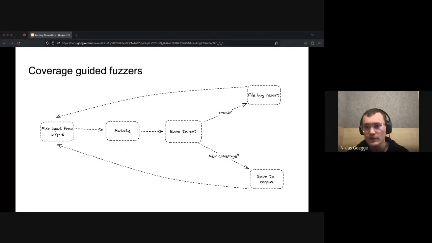And here's an image to illustrate a bit further how these coverage-guided fuzzers work. You start on the left by picking an input from your input corpus. Then you mutate the input and execute your target. If the target crashes, then you file a bug report and you start from scratch. If the mutated input caused some new coverage or some other kind of signal, then you save it to the corpus and start again. So you continue mutating and executing until something interesting happens, a crash, for example. This technique does find a lot of bugs.